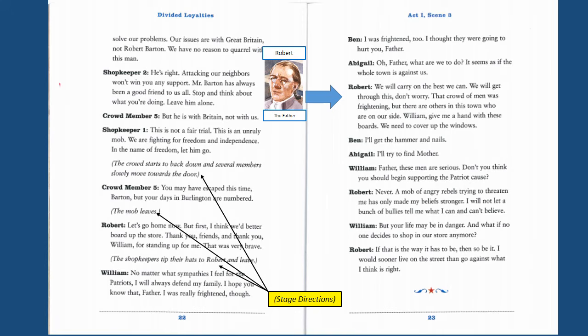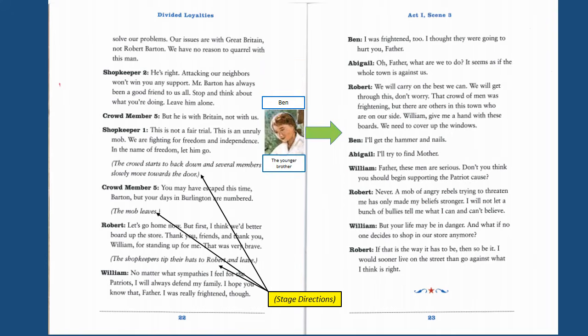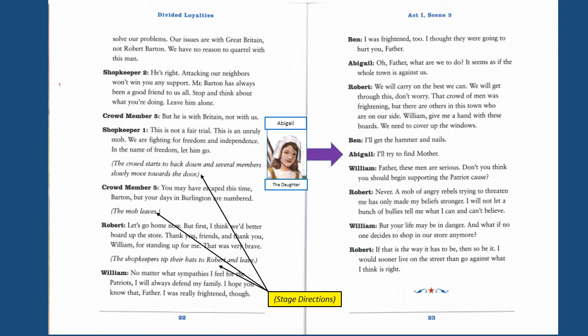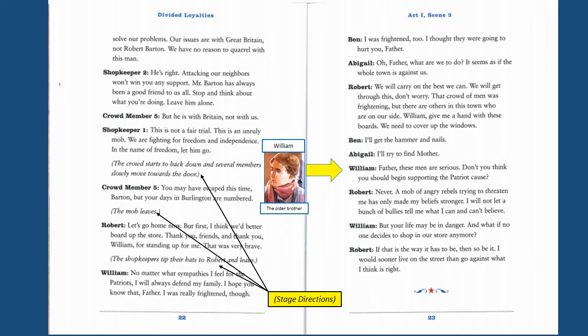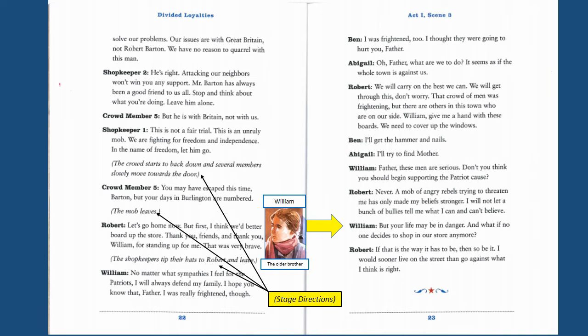William, give me a hand with these boards. We need to cover up the windows. I'll get the hammer and nails. I'll try to find Mother. Father, these men are serious. Don't you think you should begin supporting the Patriot cause? Never. A mob of angry rebels trying to threaten me has only made my belief stronger. I will not let a bunch of bullies tell me what I can and can't believe. But your life may be in danger, and what if no one decides to shop in our store anymore? If that is the way it has to be, then so be it. I would sooner live on the street than go against what I think is right.